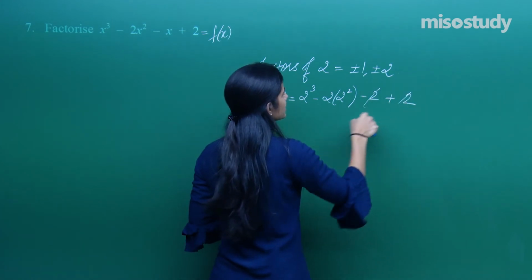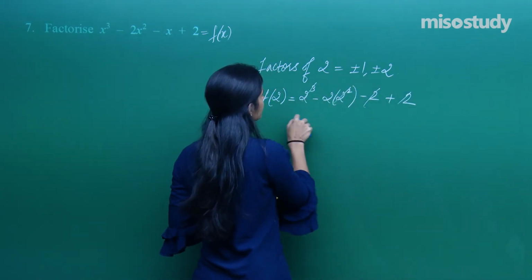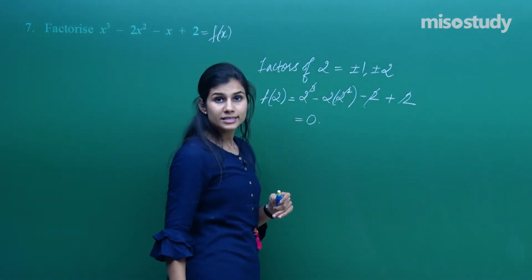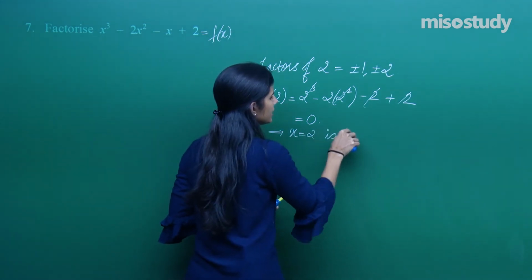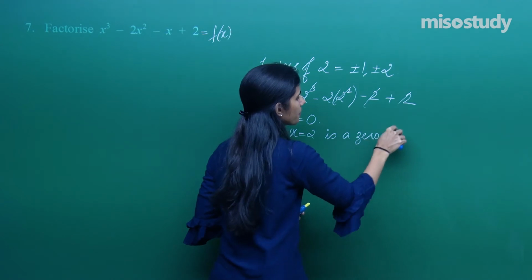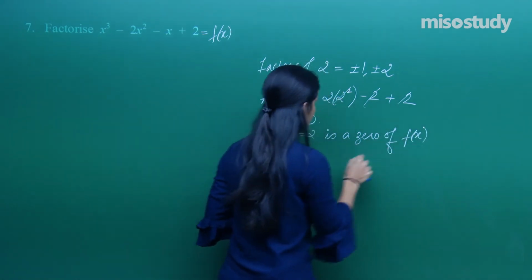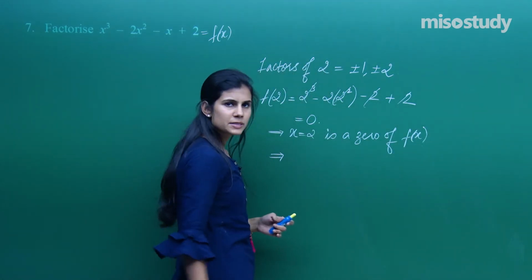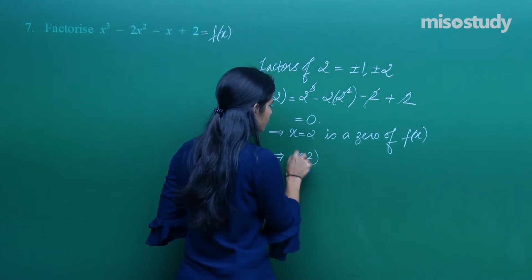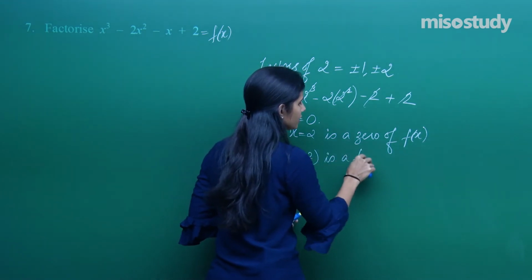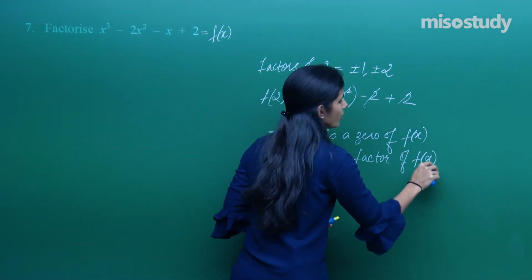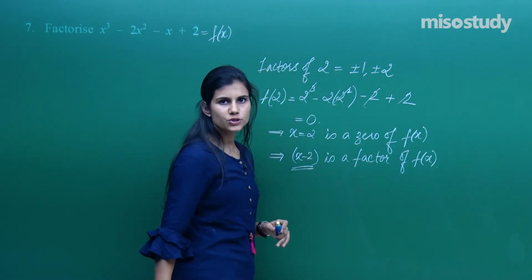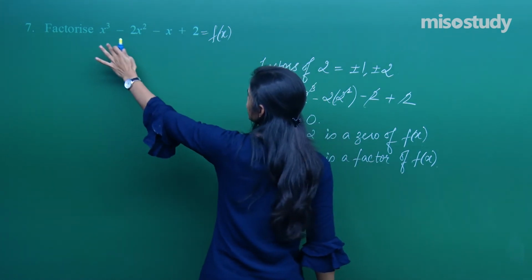Minus 2 plus 2 cancels out, this is 2 cube, this is 2 cube, cancels out, you get 0. So f of 2 is coming out to be 0, which means x equals 2 is a zero of f(x), and by the factor theorem this means that x minus 2 is a factor of f(x). So one factor we have found out is x minus 2, but it is a polynomial of degree 3.